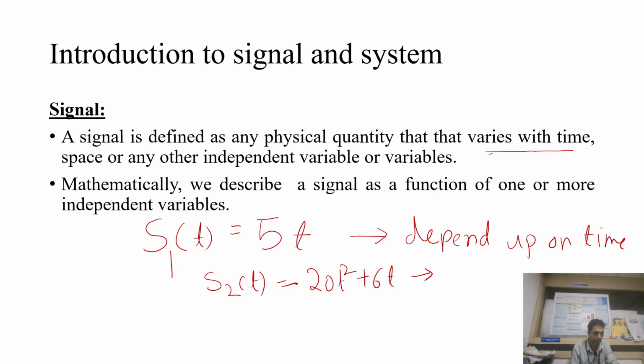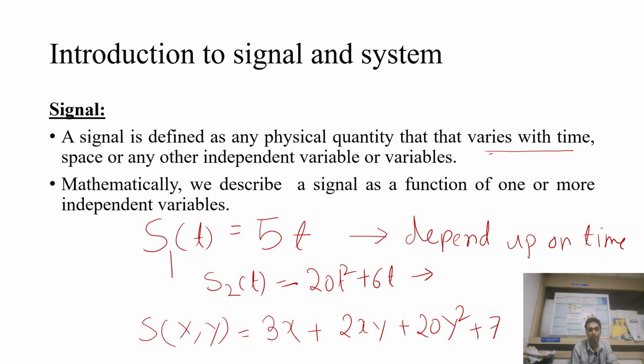Similarly, I can give another example, S of x y. So it depends upon x and y, which are the independent variables. I said independent variable or variables, so I am putting two variables. I will write 3x plus 2xy plus 20y square plus 7. So it depends upon the independent variables x and y. So this is an example of a signal.